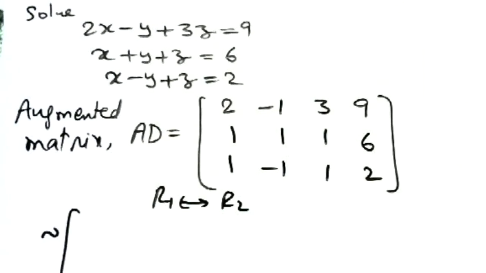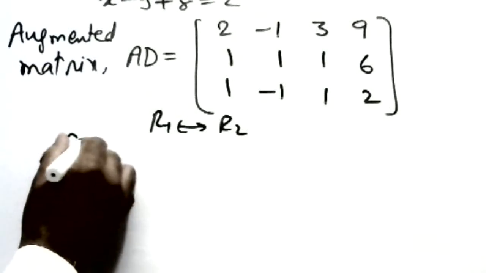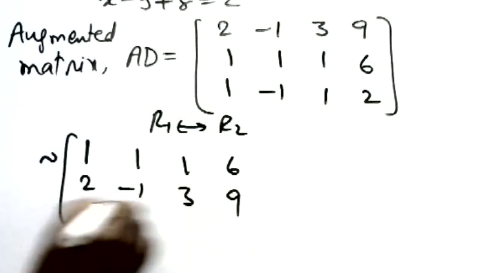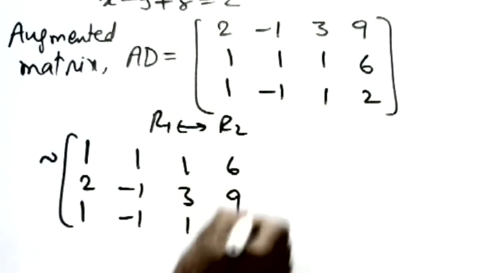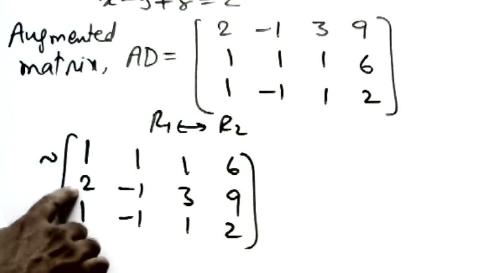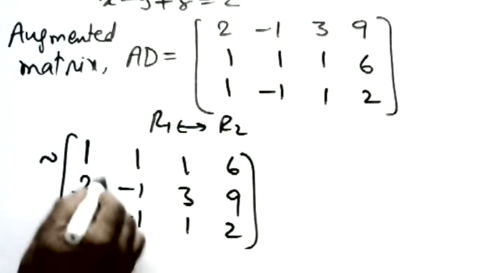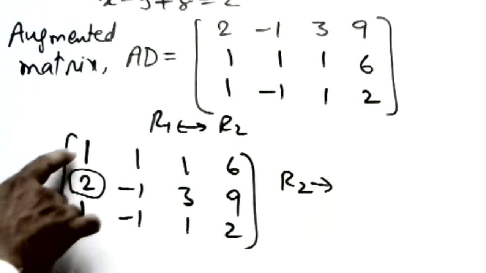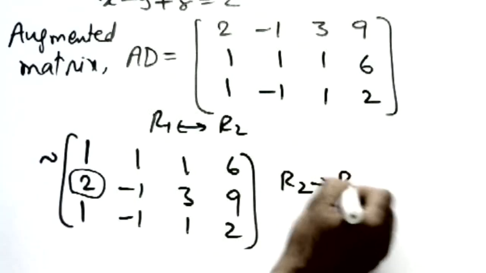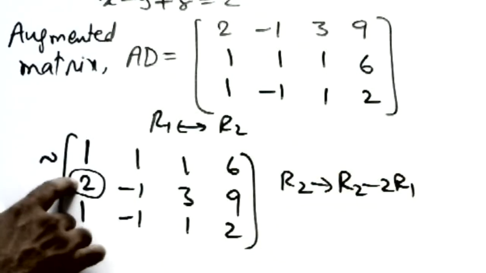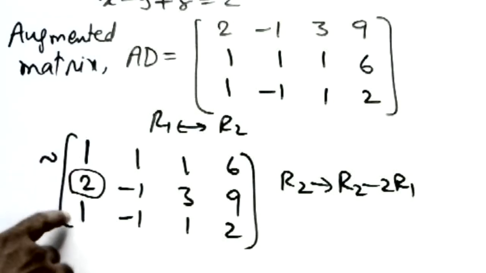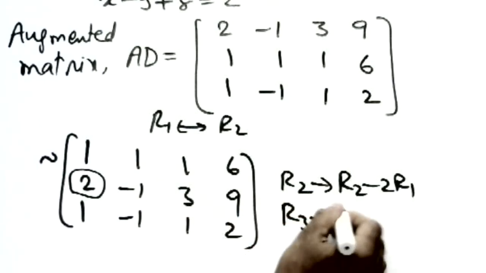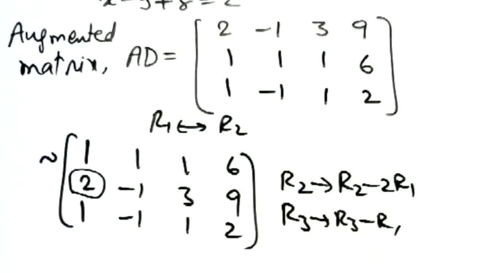So how will we do this? We are interchanging the two rows R1 and R2. So R1 we can write here: 1, 1, 1, 6. R2 here: 2, minus 1, 3, 9, and then lastly 1, minus 1, 1, 2. Now let me change this 2 into zero and transfer this 1 to 0. So R2 becomes R2 minus 2 R1, and the same way R3 becomes R3 minus R1.